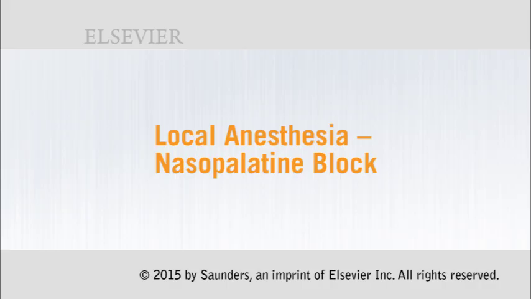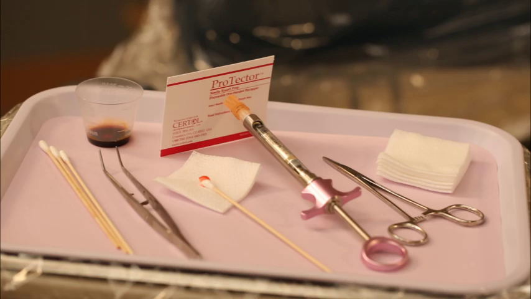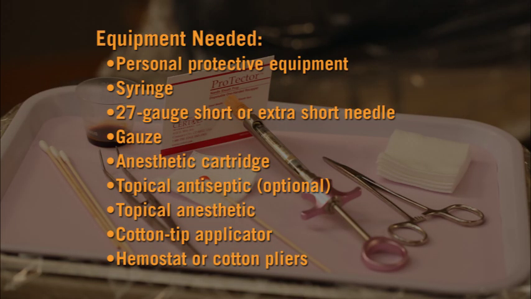Local anesthesia, Nasopalatine Block. The equipment needed for this procedure is as follows: personal protective equipment, syringe, 27-gauge short or extra short needle, gauze, anesthetic cartridge, topical antiseptic, optional topical anesthetic, cotton tip applicator, and hemostat or cotton pliers.